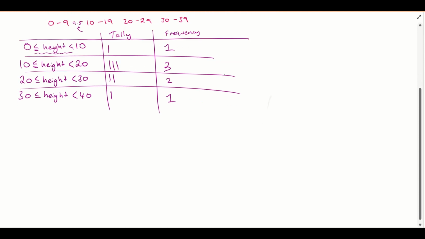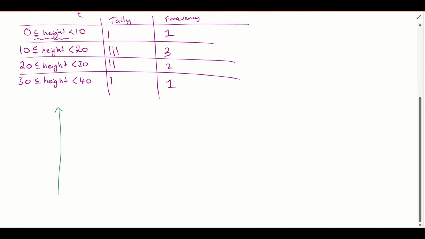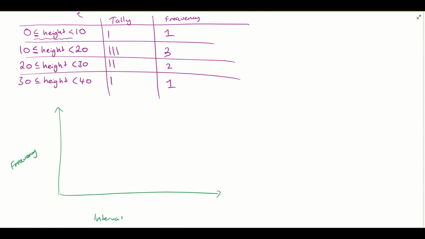I'm going to go down here. We have our interval and our frequency. Our frequency runs as high as 3, so we'll go 1, 2, 3. That should be a 2. And then our intervals, starting from 0, and instead of writing height, I'm just going to put h. Then I'm going to do the same thing here, and here, and here.